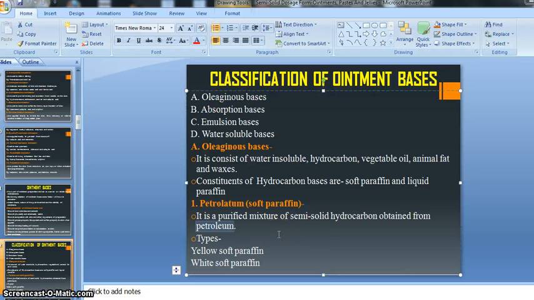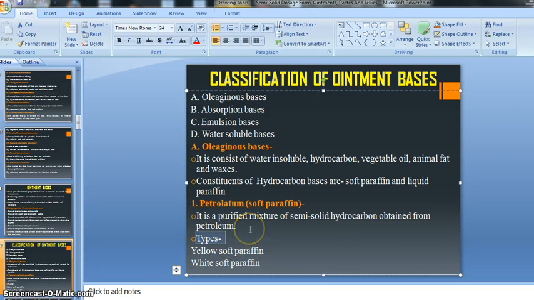So soft paraffin is also categorized into two parts, that is yellow soft paraffin and white soft paraffin. So these are the types given in the soft paraffin, that is yellow soft paraffin as well as white soft paraffin. So these are the types of soft paraffin, right?